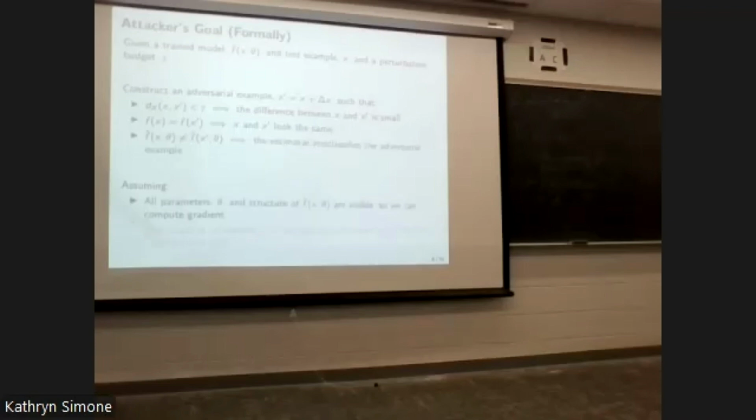So we're assuming that we know all of the parameters there. We're assuming we know the structure of the estimator at x. And we're assuming we can keep the gradient. So we're going to use the gradient. And again, this is an untargeted attack. We just want to change the label away from the true label and not necessarily towards something else. We'll get to that in a minute.